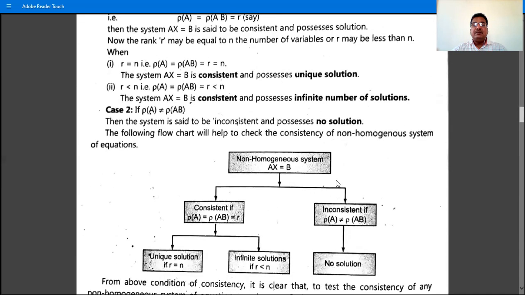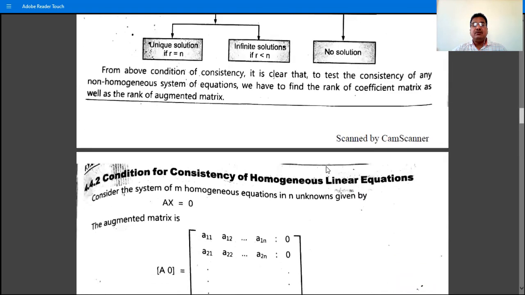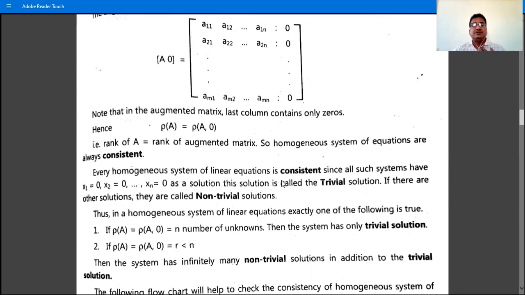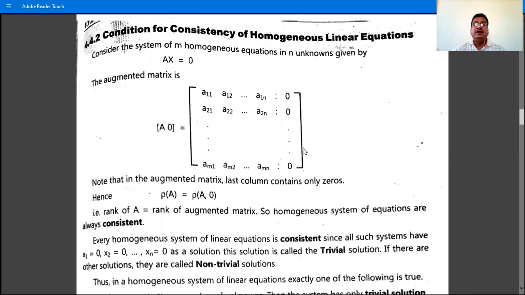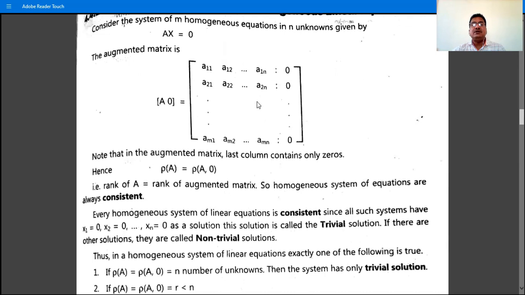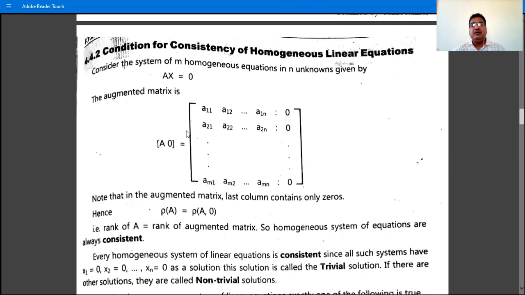Then what about a homogeneous system? A homogeneous system is always consistent. That is, the word inconsistent is not applicable for homogeneous systems. Because if we observe the augmented matrix for a homogeneous system, it is [A | 0].